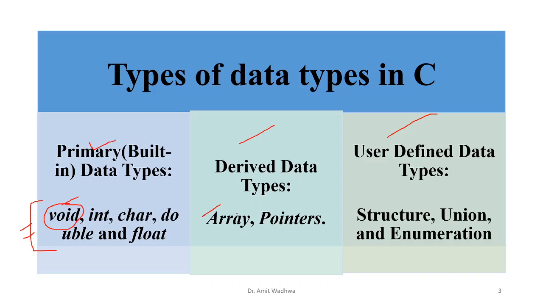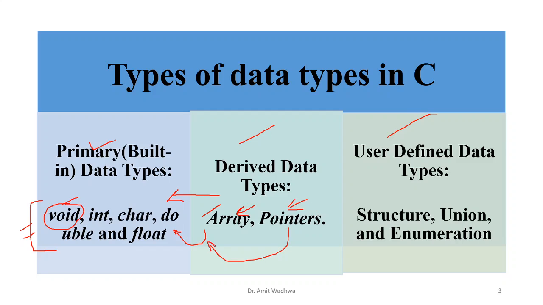Then we have arrays, which are a homogeneous collection of elements of the same type. Then we have pointers. These are also part of derived data types. They are referred to as derived because they derive their properties from the inbuilt data types. Like we have an array of integers. An array is dependent upon which built-in data type it belongs to, whether it is an integer array, character array, or double array. So pointers are also based on these data type variables.